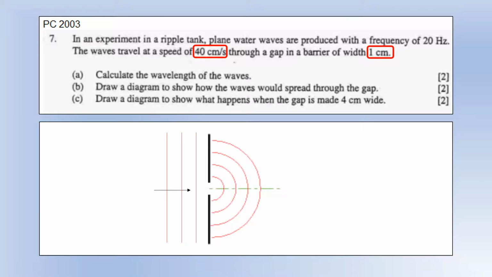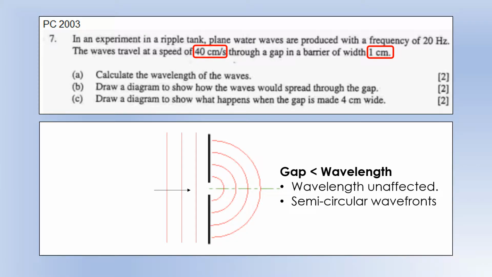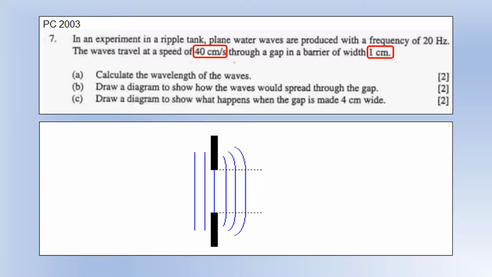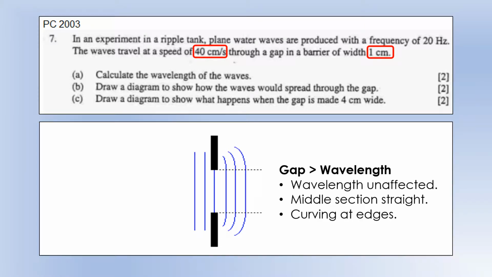And some things to have in our sketches. So with a gap that's less than the wavelength, but that they're a similar size, we'd expect to see the wavelength unaffected. So the distance between the wavefronts should be about the same. And we'd expect to get semicircular wavefronts like you can see. If the gap is made now 4 centimeters, what we'd expect to see, because we've now got a gap greater than the wavelength, is that the waves that go through the middle should be unaffected, so they should stay pretty straight, and then we'd have curves at the edges.